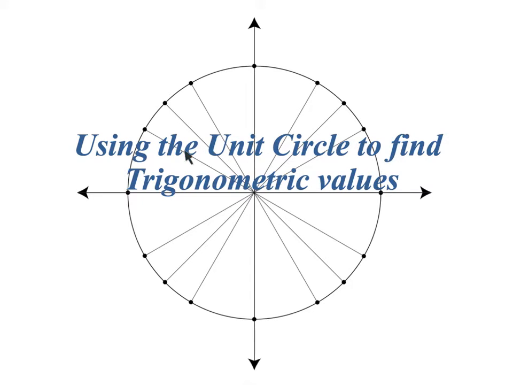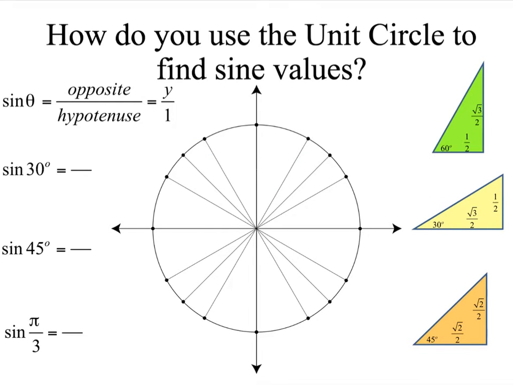Alrighty. Using the unit circle to find trigonometric values. Here is a blank unit circle. And here's where we're going with this. How do you use the unit circle to find sine values? So I'm going to find these three sine values.